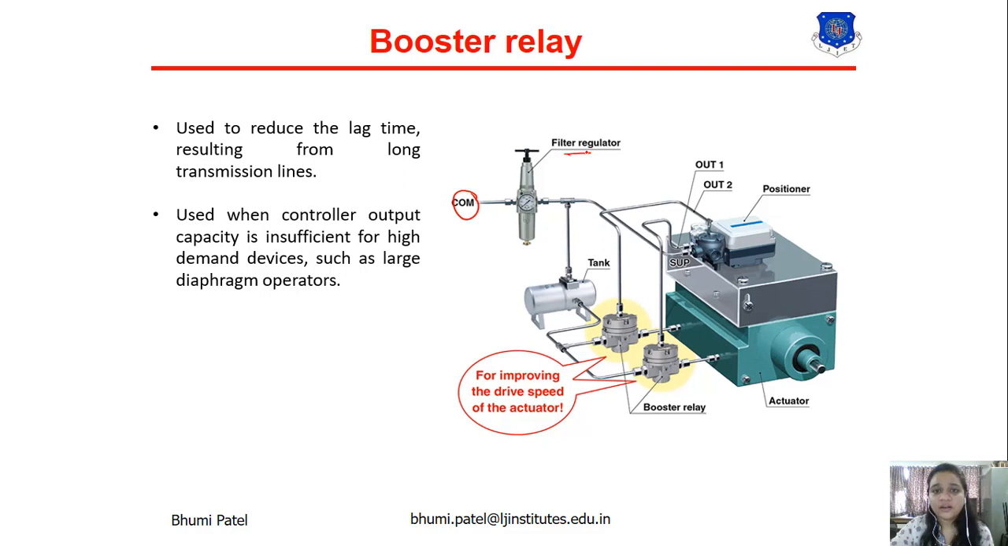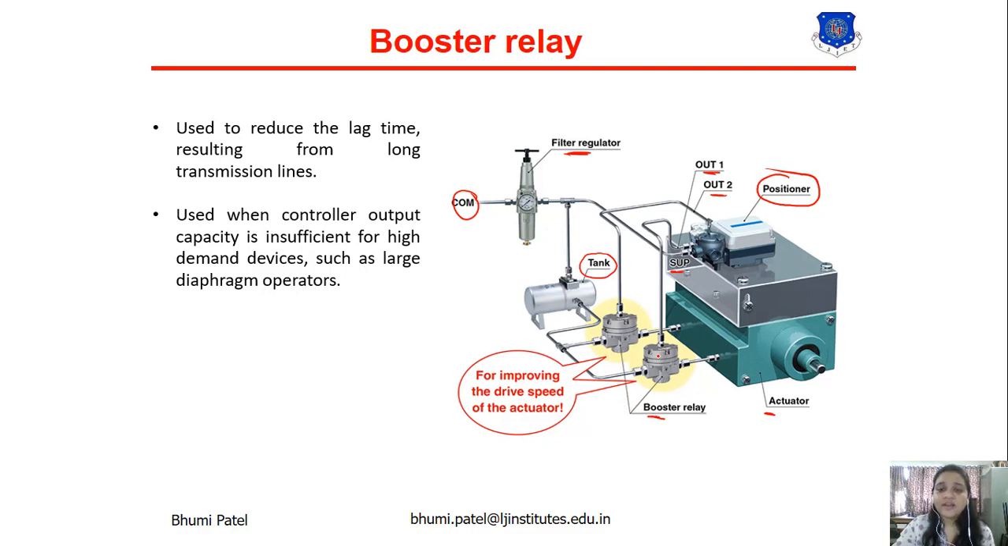Here we can see the filter regulator is connected, here the actuator is connected, and here the positioner to set the position of the control valve. Here two outputs are given, output 1 and output 2. Here the supply is given and this is the tank. Between the tank and supply we can connect the booster relay. In every control valve, no booster relay is connected.